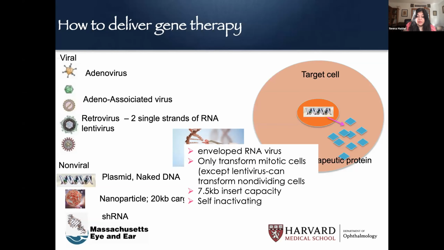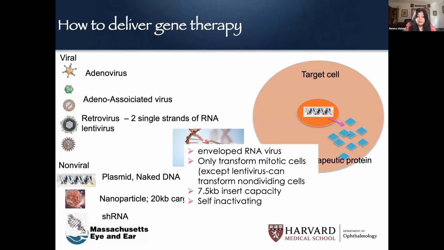Retroviruses are enveloped RNA virus, except for the lentivirus, which I put down. They can only transform mitotic cells. Lentivirus can transform into non-dividing cells, which gives it an advantage and therefore has been used in therapeutics recently. The insert size is about 7.5 kb, which is bigger than for adeno or AAV. And these are all considerations when thinking about what gene of interest, what disease, what target. And another bonus feature for these retroviruses is they're self-inactivating components that can be put in.